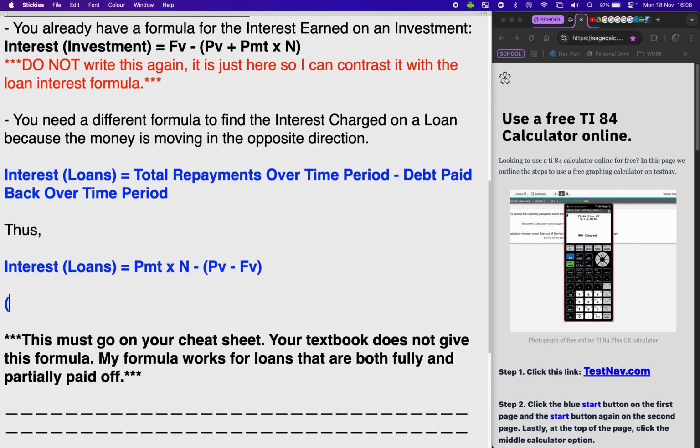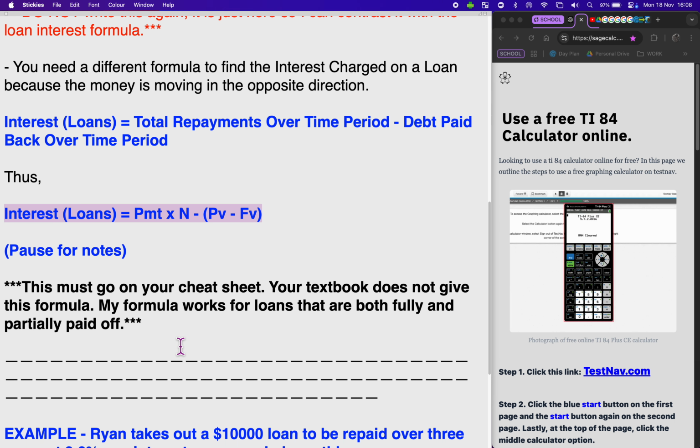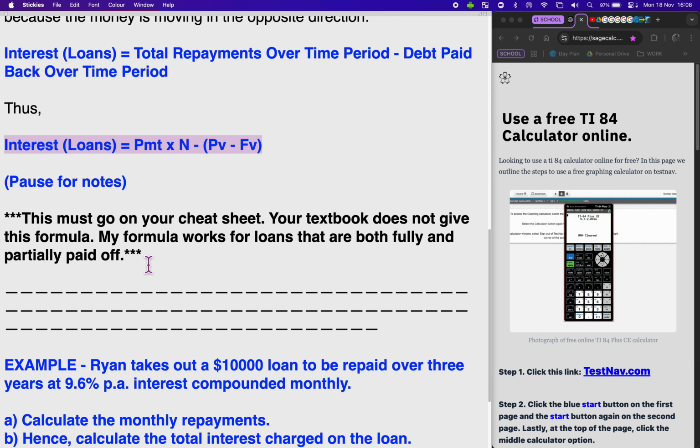For the purpose of the video, pause for notes. This is the one that you need to get. There's an interest for an investment formula that you've got previously up here. You now need this. This is the interest that you pay when you're paying a loan. Please make sure you get it on your cheat sheet. Your textbook does not give this formula. My formula works for loans that are both fully and partially paid off. Okay? Pause for notes, I'll move on.